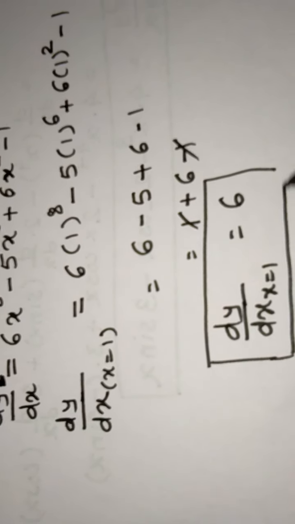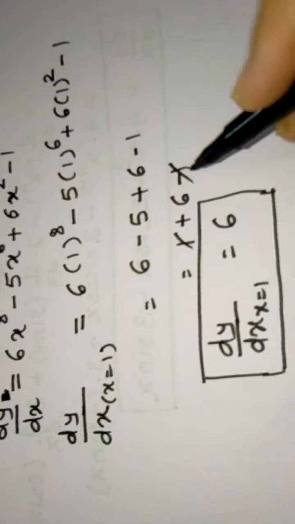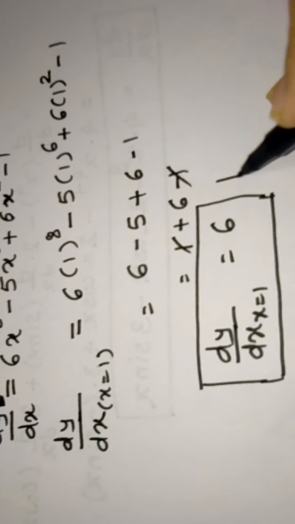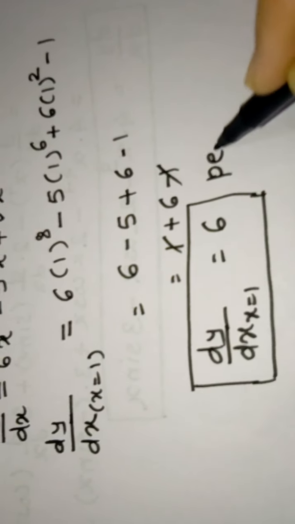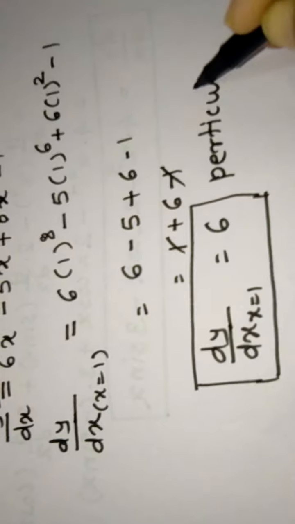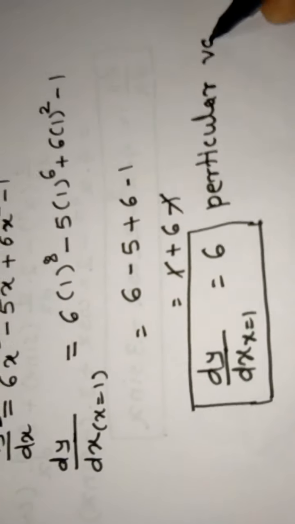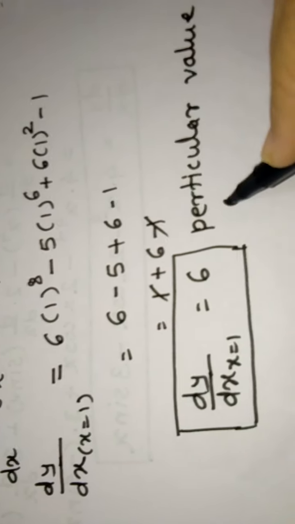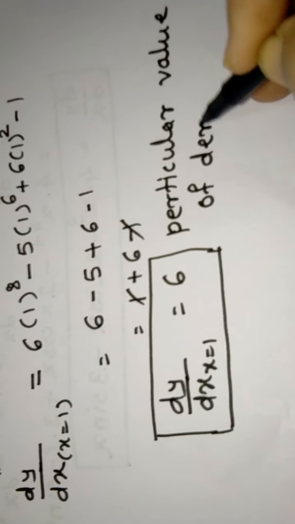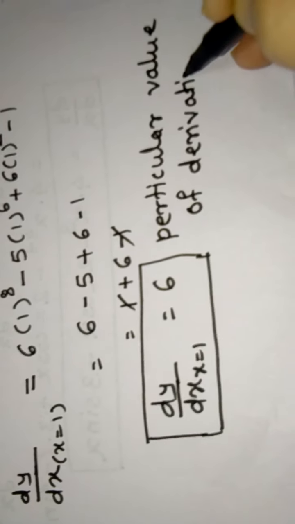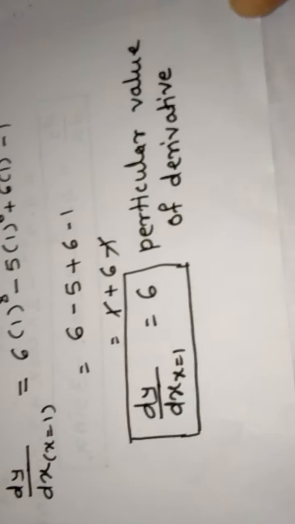In this way we have to find the particular value of a derivative. If we find this value, then it is called a particular value of a derivative at x is equal to 1.